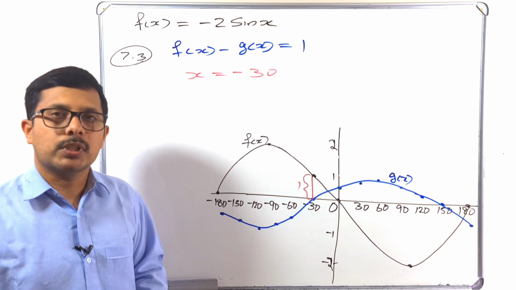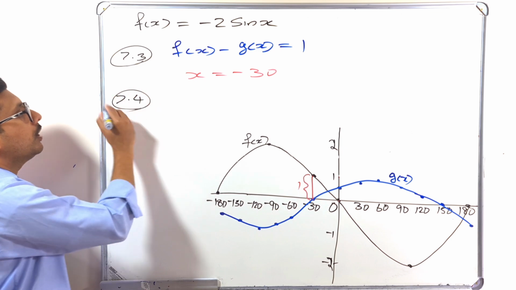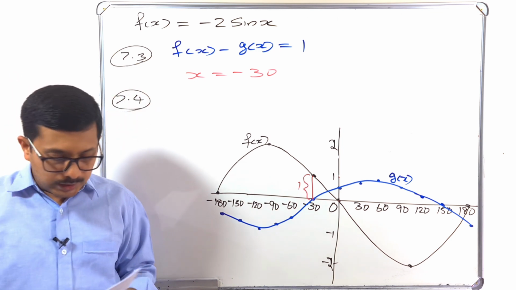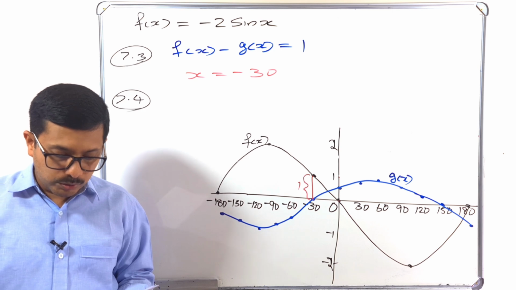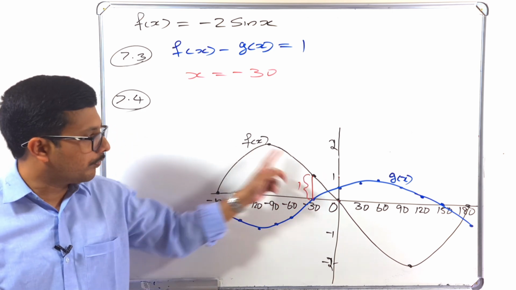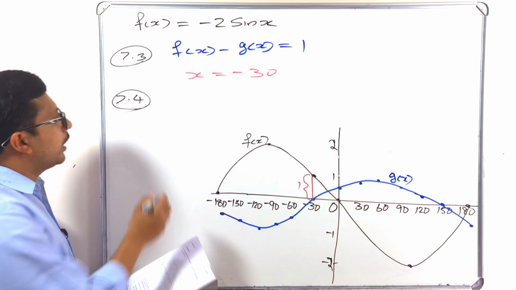Now let's move to 7.4. What is question number 7.4? Write down the range of k. You have to write the range of k. We don't know what k is. We know only f of x and g of x. Anyway, what is given as k of x?